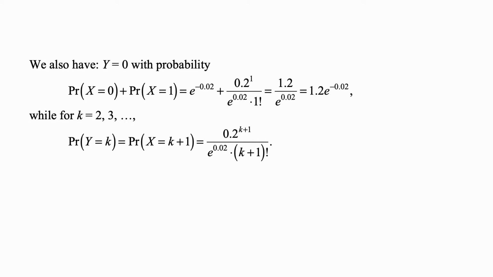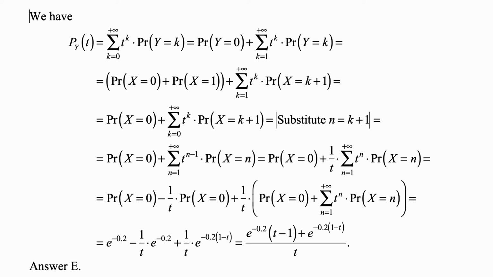probability that x is equal to k plus 1, which is 0.2 to the k plus 1 over e to the 0.02 times k plus 1 factorial. And now we just calculate this. So we want the probability generating function of y at t. We write it as the sum from k equals 0 to plus infinity of t to the k times probability that y is equal to k.